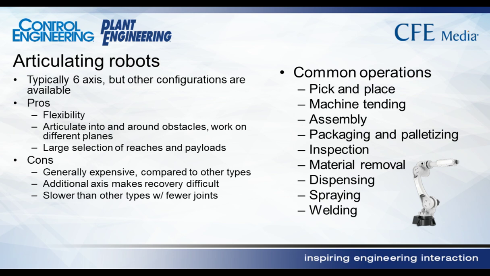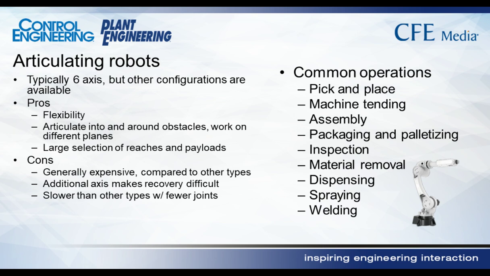The first type of robot is probably the one that comes to mind for most people when thinking of industrial robotics, articulating robots. These typically have 6 axes, but there are other configurations available. Articulating robots are one of the most flexible styles of robots in that they can be programmed for many different operations. Most commonly used for pick and place, machine tending, assembly, packaging, palletizing, as well as other operations noted on the right side of the screen.